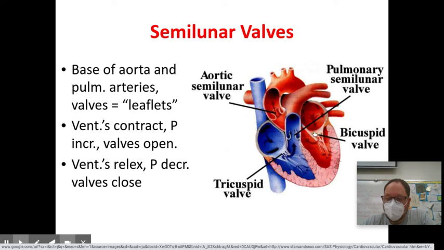Okay, so when the ventricles contract, AV valves snap shut. When the ventricles relax, semilunar valves snap shut. All this works to ensure that blood flows in one direction, atria to ventricles out to the lungs and the body. You don't want blood collecting back in the heart.